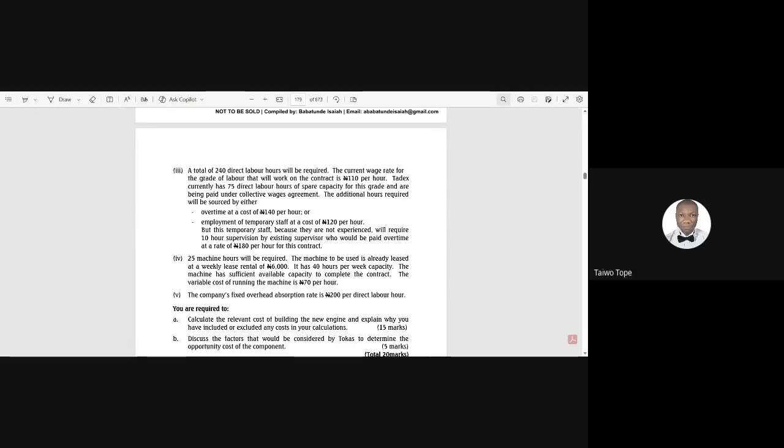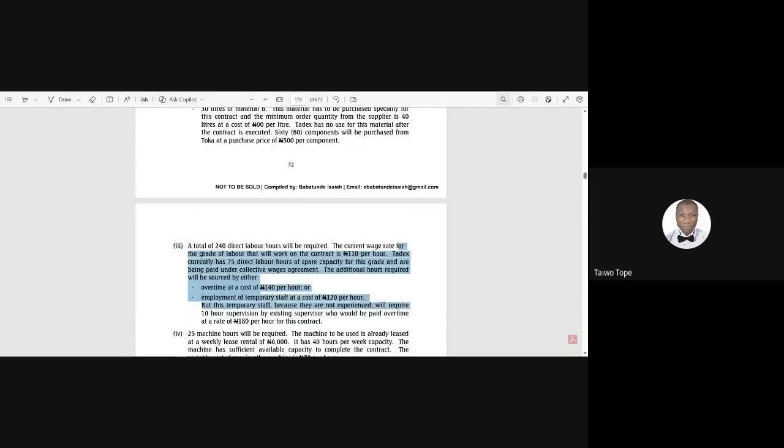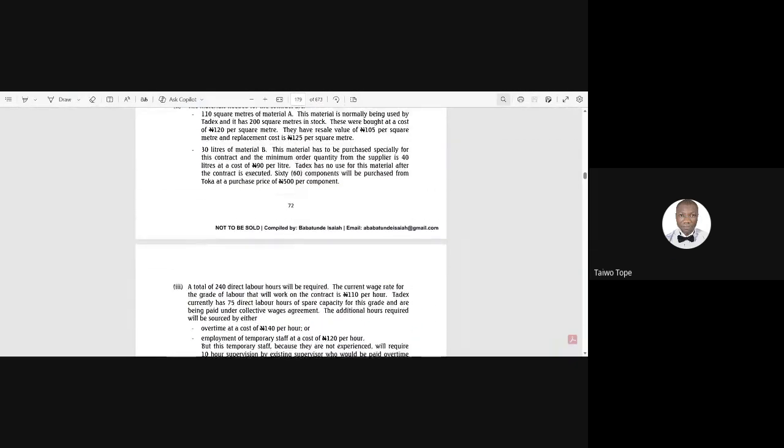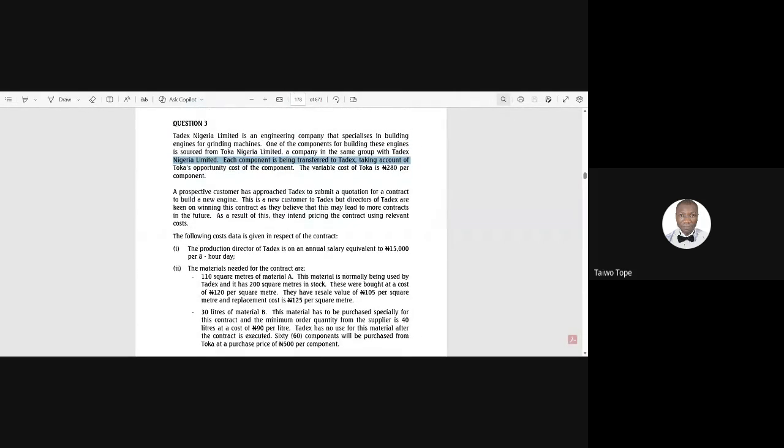Let's now go over it again. You can see it's very straightforward, but you can see the paragraphs. You can see the stories. So once you see a question on relevant cost, get your full mark without any delay. Without any delay.